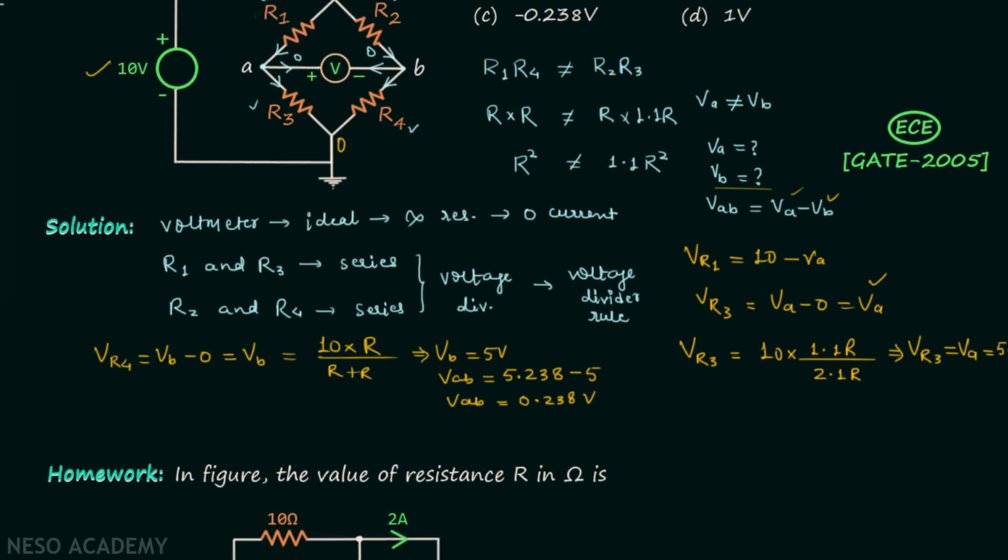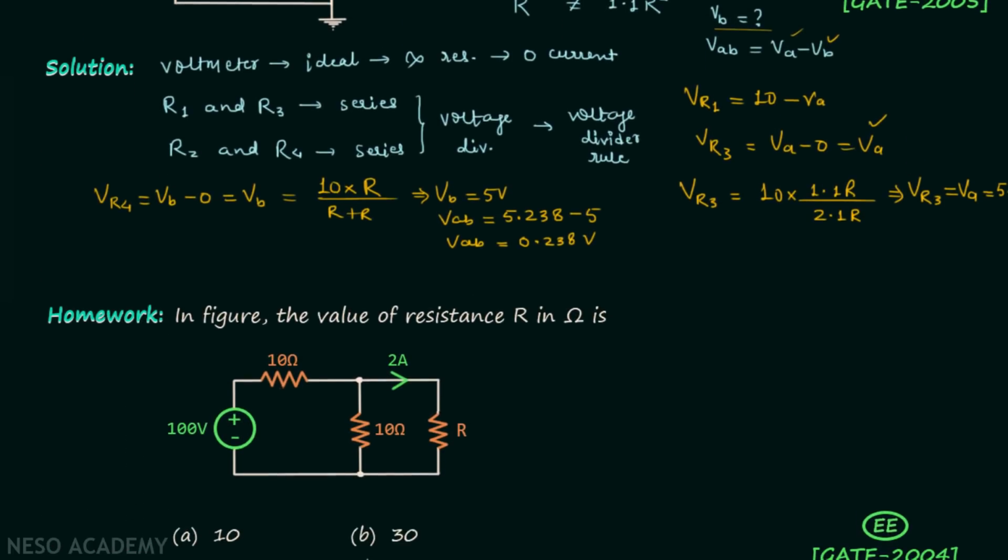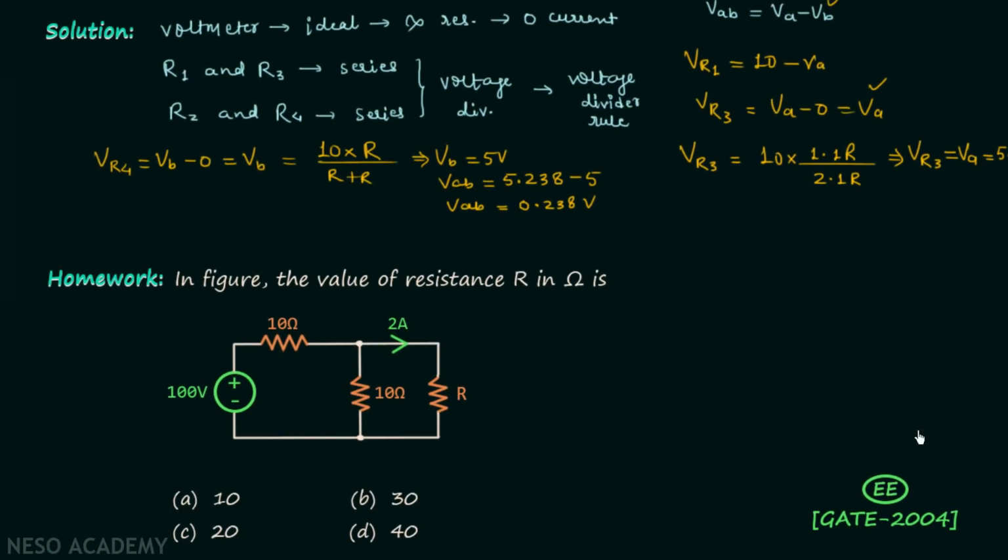Now we will move on to the homework problem. And the homework problem is taken from Gate 2004 electrical paper. And in this problem, you are required to find the value of resistance R in ohms. This is resistance R. Try to find out its value.